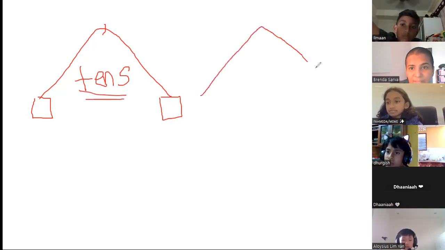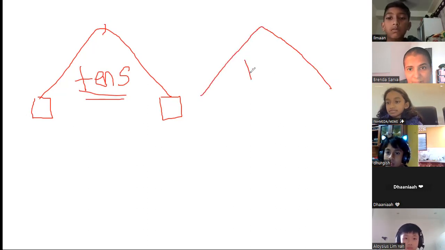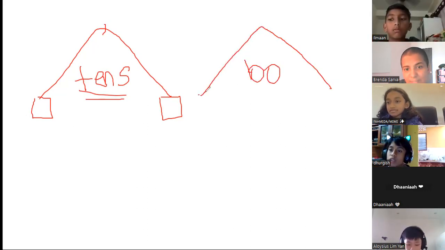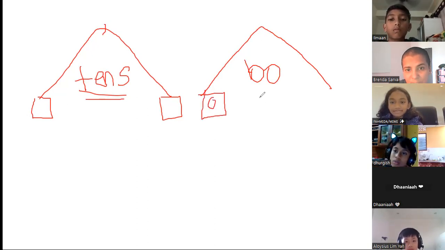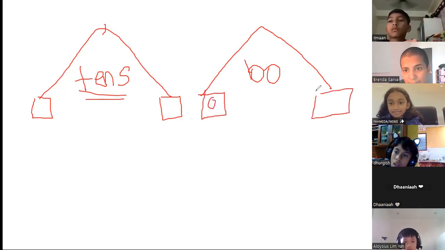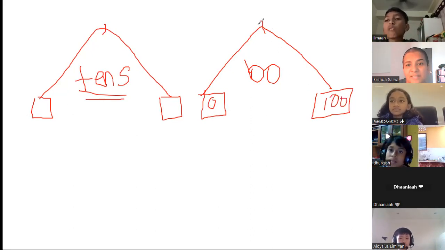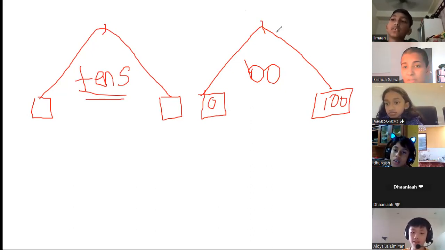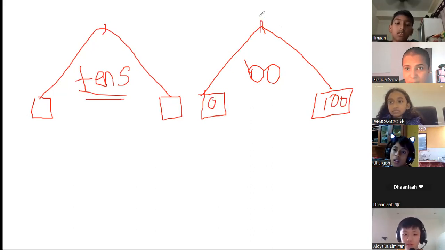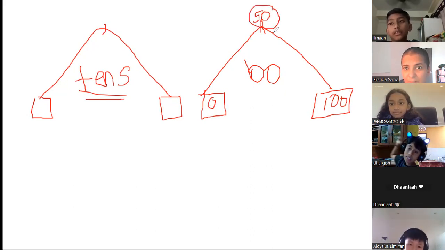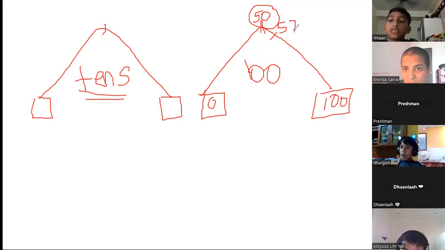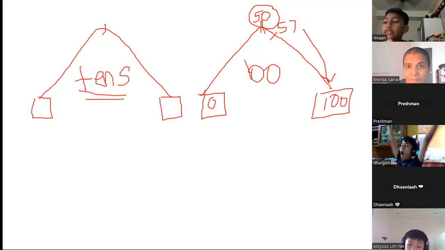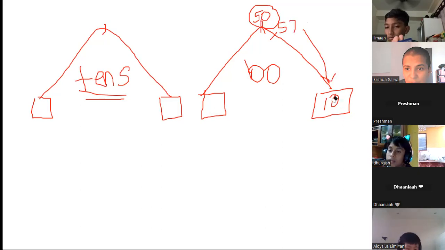Now you also have the hills of hundreds. For example, the hills of hundreds starts with 0 up to 100. That's the first hill. Now my number would be 57. If you're going to round off 57, what's in the middle here? You know the middle is 50, isn't it? So I said 57. Where would you go? 100. Okay, understood?